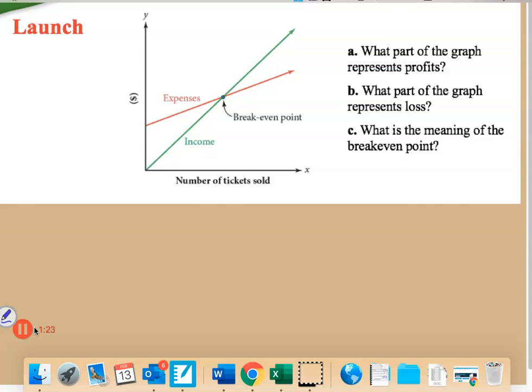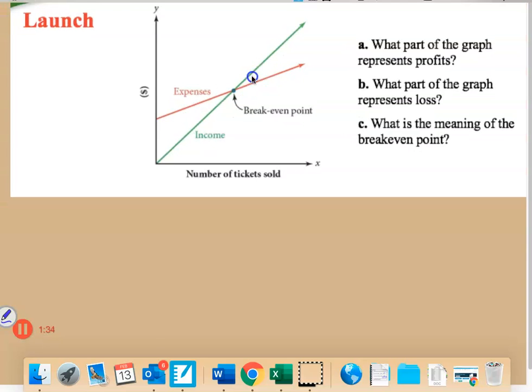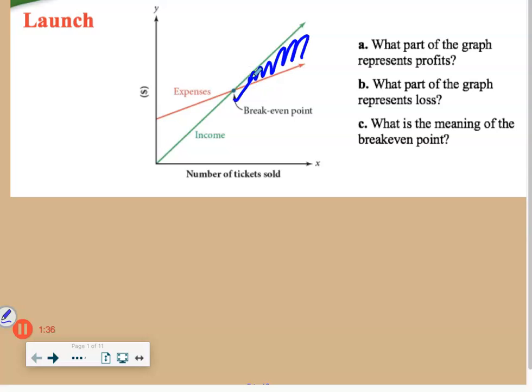Where on this graph would you consider profits to be? Where the income line is above the expense line. So this section right there, those are profits. And technically, if I wanted the actual dollar amount of profits on any given day, I would do whatever I have here minus whatever I have here. Income minus expenses, and I'd end up with profits, right? So technically, the length of this line would be my amount of profit. Okay. All right, so there's our profits.